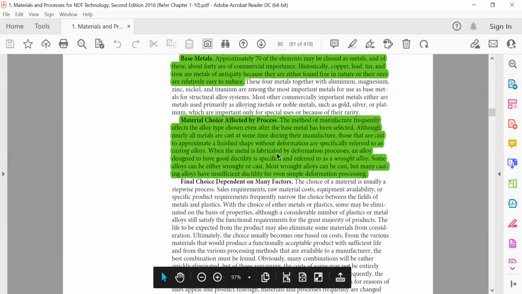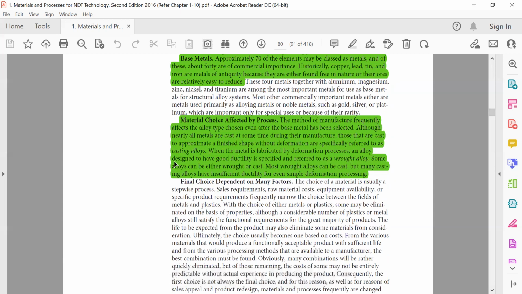When a metal is fabricated by a deformation process, an alloy designed to have good ductility is specified and referred to as wrought alloy. Some alloys can be either wrought or cast. Most wrought alloys can be cast, but many casting alloys have insufficient ductility for even simple deformation processing.